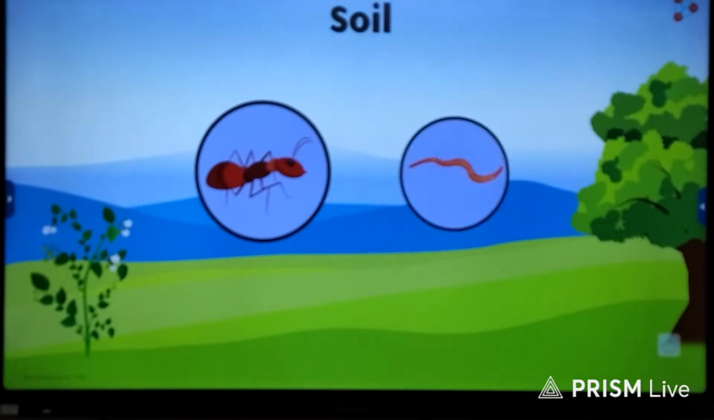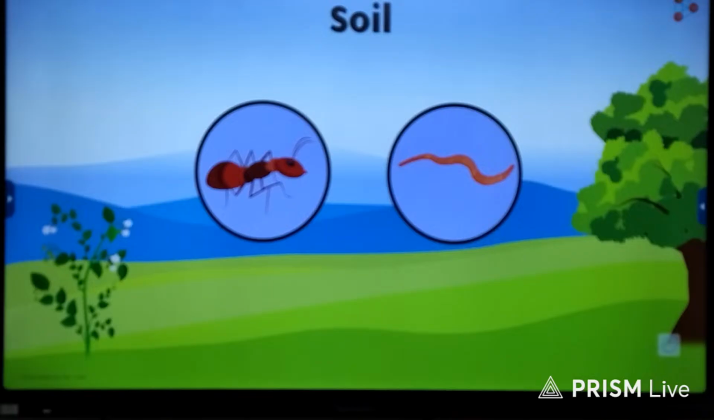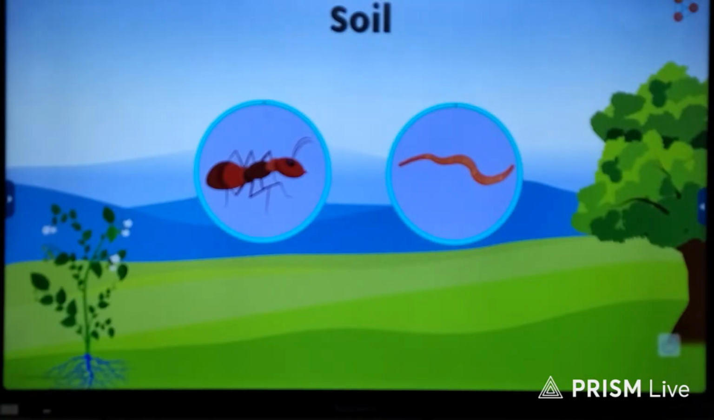Right from the ants to the earthworms, there are so many organisms that spend most of their lives buried in the soil. Soil harbors not only plant roots, but also various animals. But if there are so many organisms living in soil, then won't they get harmed by each other's presence?